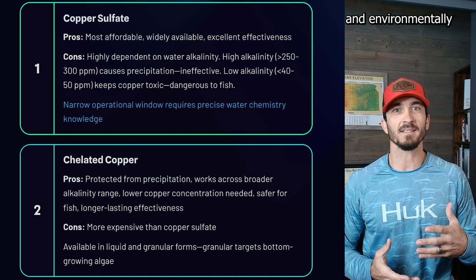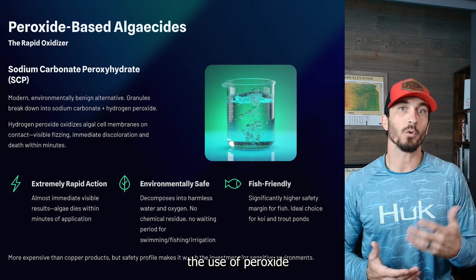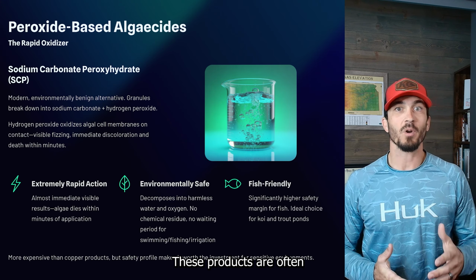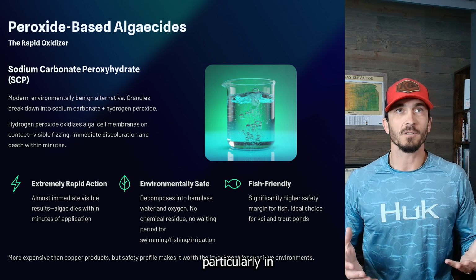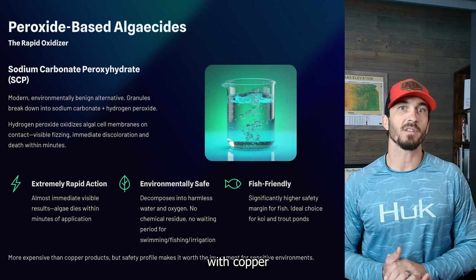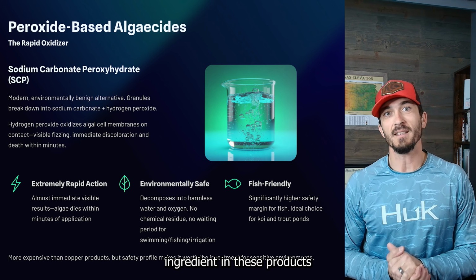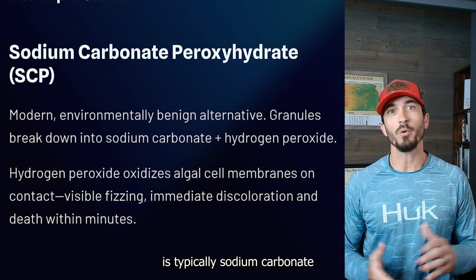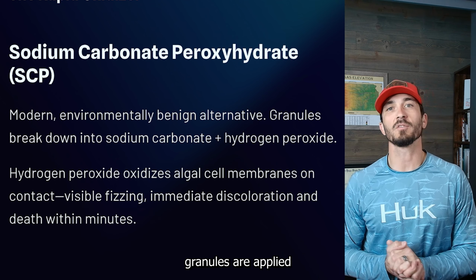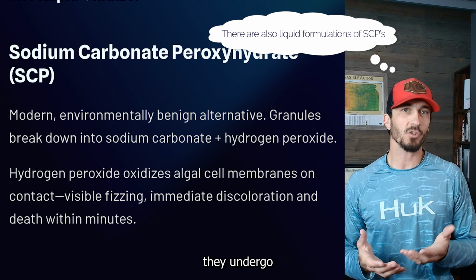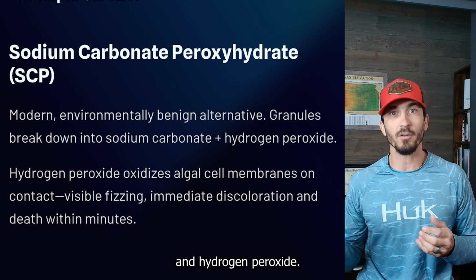A more modern and environmentally benign approach to algae control involves the use of peroxide-based algicides. These products are often presented as a safer alternative to copper, particularly in sensitive environments or ponds with copper-sensitive fish such as koi and trout. The active ingredient in these products is typically sodium carbonate peroxyhydrate, SCP for short. When these granules are applied to water, they undergo a chemical reaction, breaking down into sodium carbonate and hydrogen peroxide.